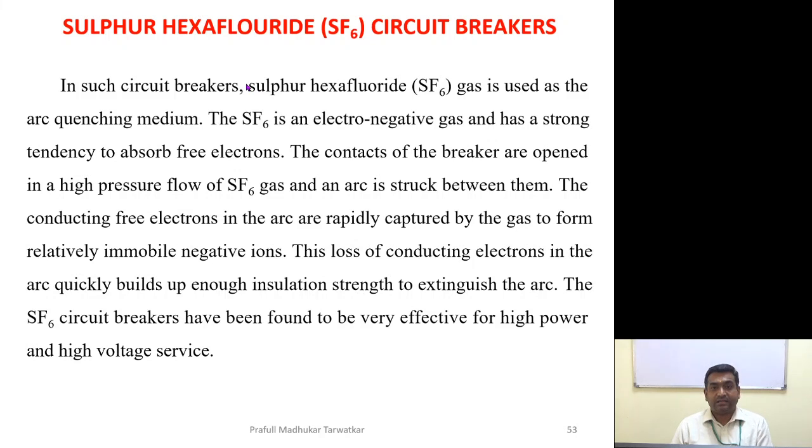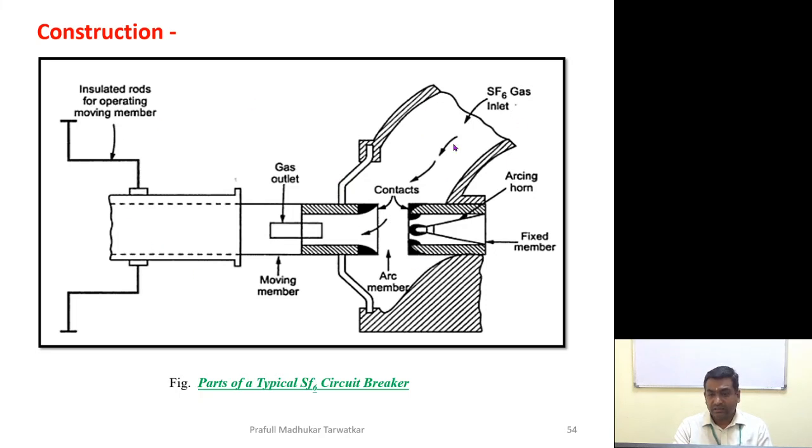It's an inert gas, and that is why it is commonly used in circuit breakers. It is an electronegative gas, it is an inert gas and has a strong tendency to absorb free electrons. Here we have a look over the construction of the SF6 circuit breaker. This is a fixed contact, movable contact. When these contacts are getting separated, SF6 gas is inserted in between the separation. Thus, the arc formed here is quenched immediately with the inception of this SF6 gas.